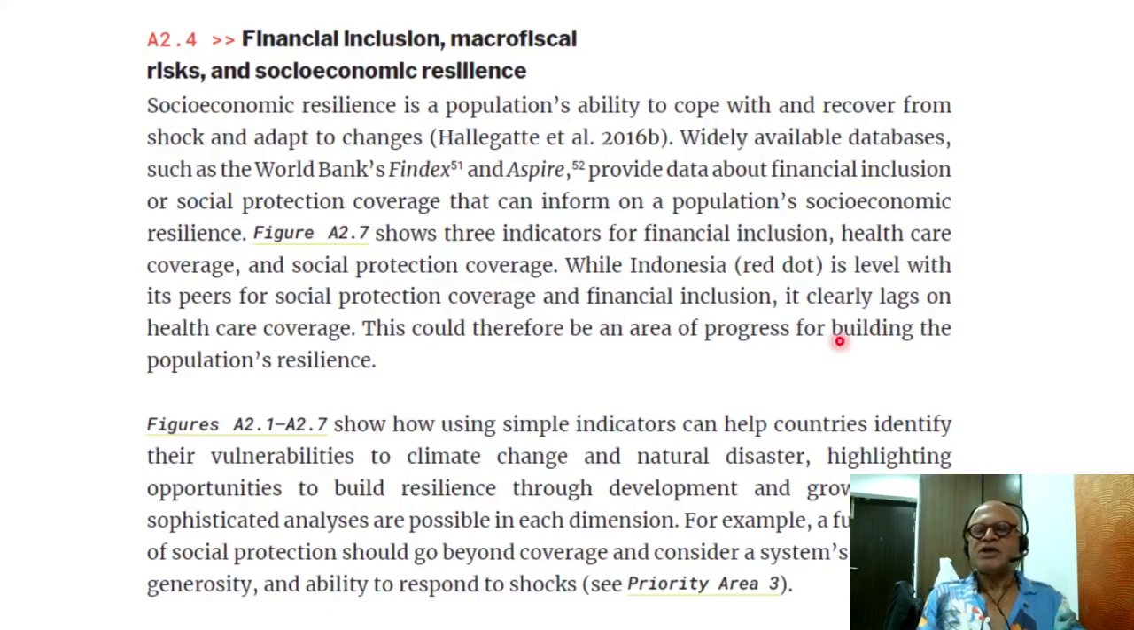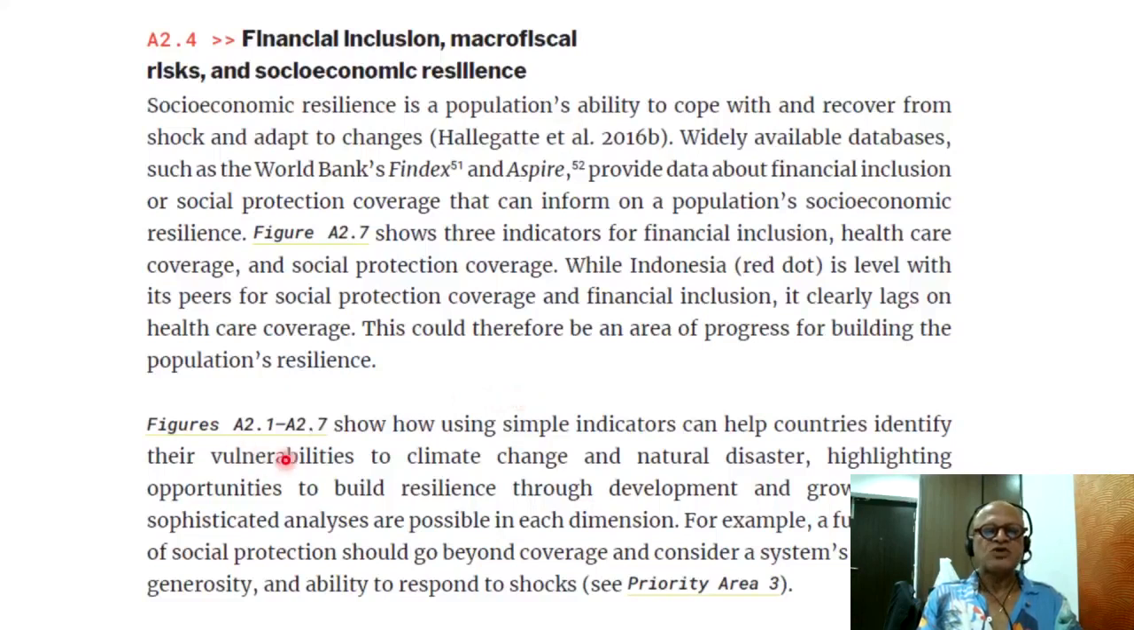While Indonesia in red dot is level with its peers for social protection coverage and financial inclusion, it clearly lags on healthcare coverage. Why that has fallen off the radar of the decision makers is not clear, but this data exposes that vulnerability in the system. This and vulnerability of the people, because Indonesia is very heavily hammered by things like El Nino, the Indonesian dipole, and so on. This could therefore be an area of progress for building the population's resilience.